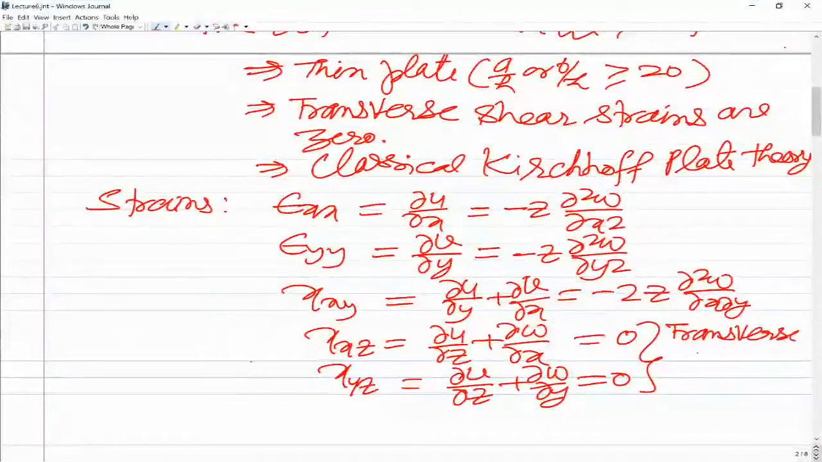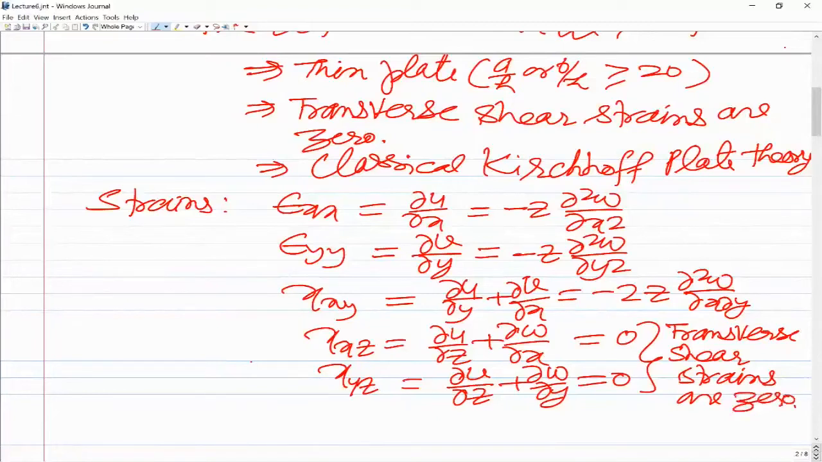Transverse shear strains are 0. If you also look at epsilon zz, which is del w by del z, since we have assumed w as a function of only x and y, that will also be 0 from the theory.